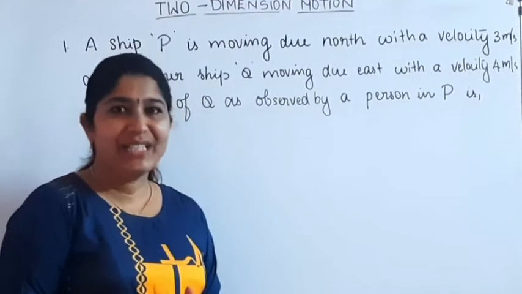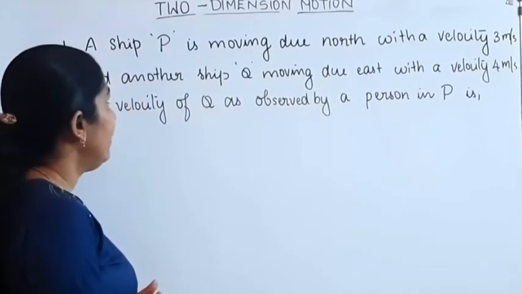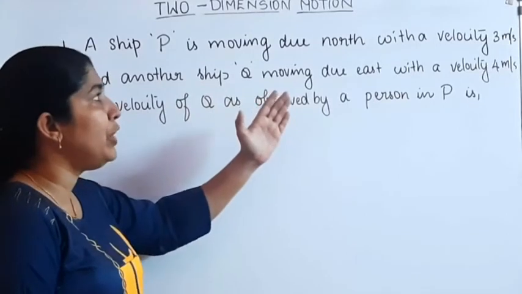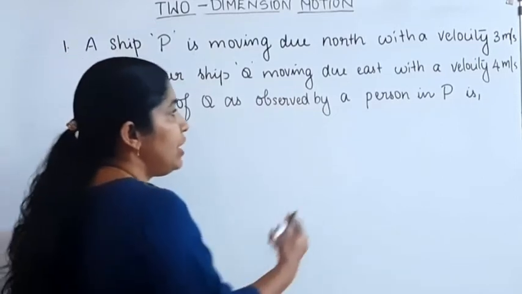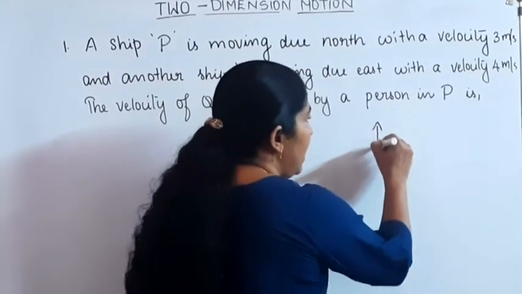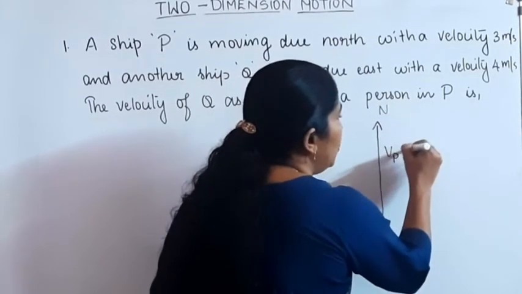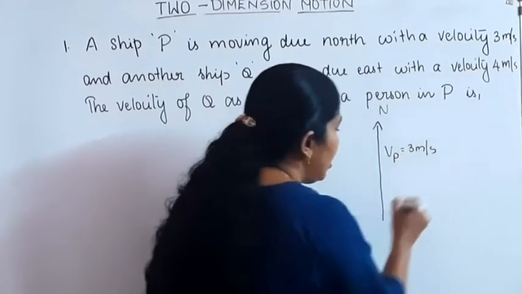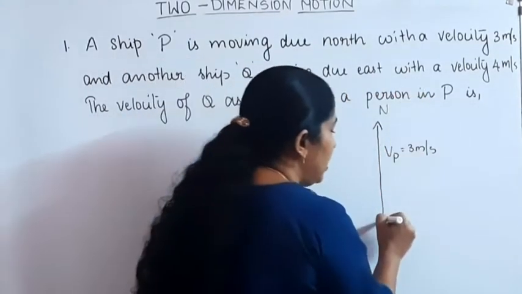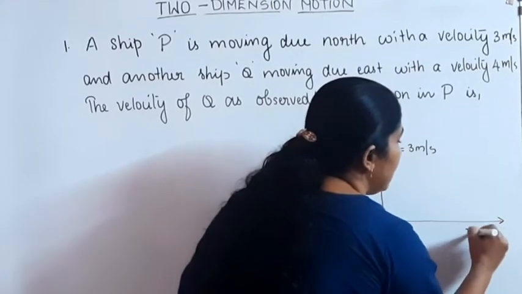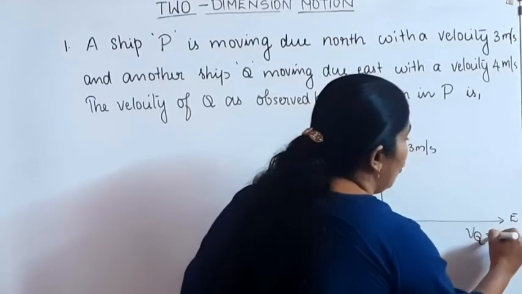Our first question. A ship P is moving due north with a velocity 3 meter per second and another ship Q is moving due east with a velocity 4 meter per second. Velocity of P is equal to 3 meter per second, and the second ship Q is moving due east with a velocity 4 meter per second.